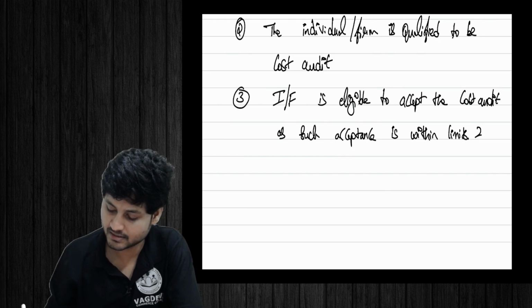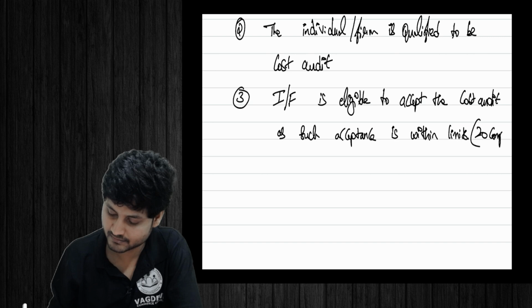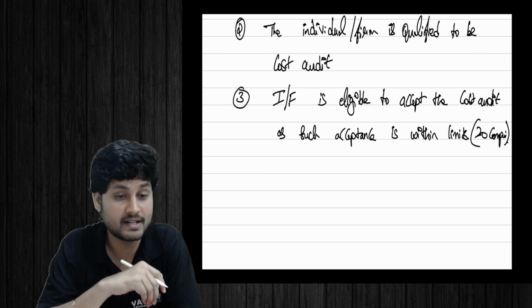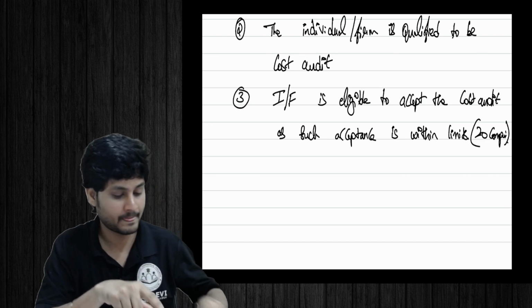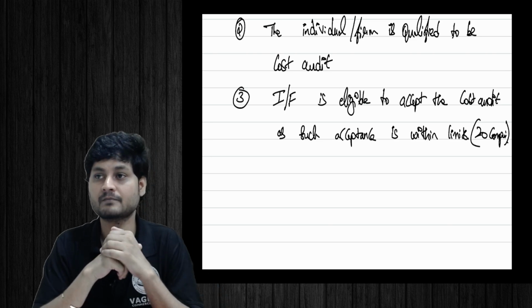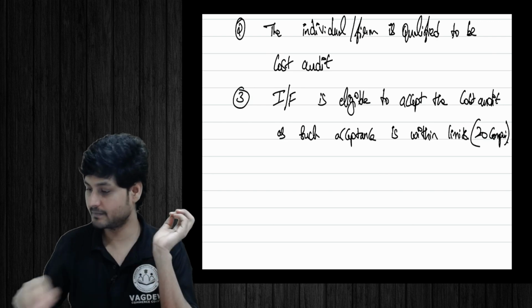Generally it is 20 companies. For 20 companies, they can accept the audit.